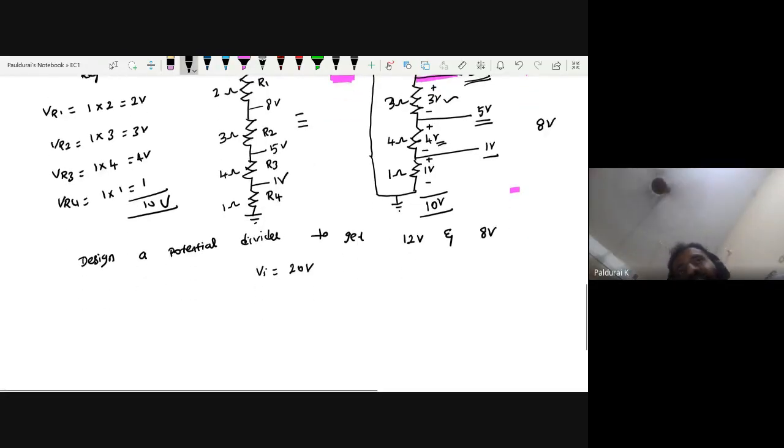The question is to design a potential divider, otherwise a voltage divider circuit, to get 12 volt and 8 volt. Assume the input is 20 volt. You can choose your own R1 and R2. Nothing wrong.